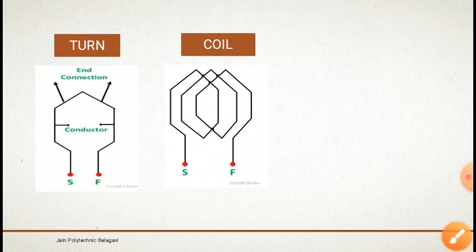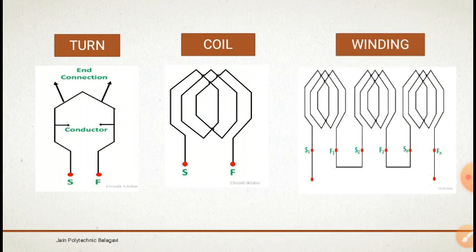Coming to the next one, the coil. If a number of conductors are connected in a group, it is called a coil. In this coil, a number of turns will be connected in series. You can see here the number of conductors in this coil is 6, so the number of turns will be 3. The 3 turns are connected in series to make one coil, and the ends of those conductors are taken out. So this is called a coil.